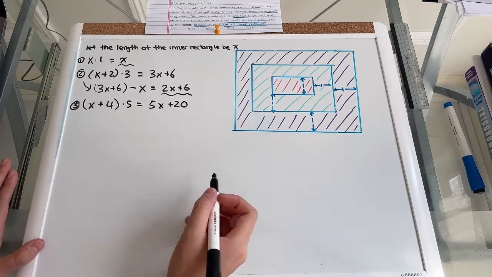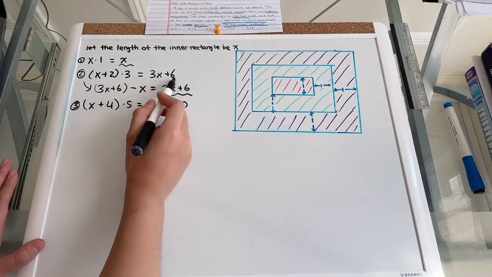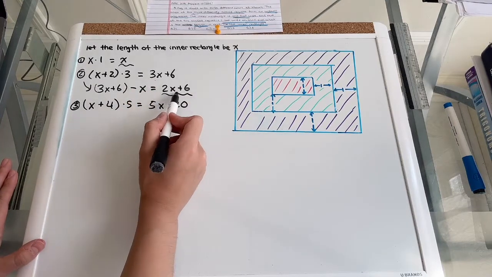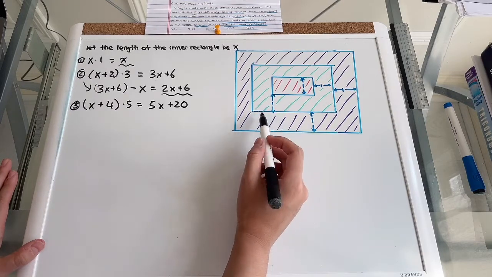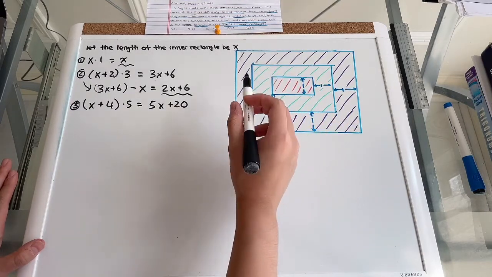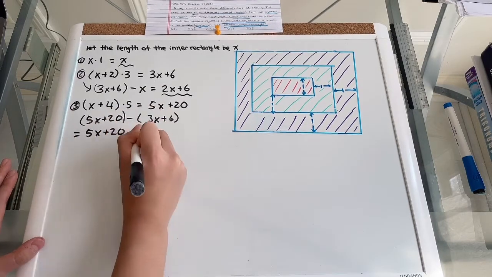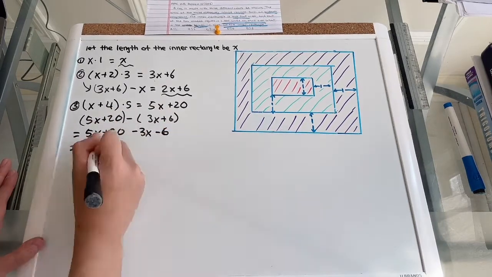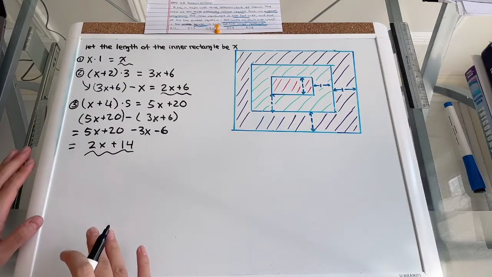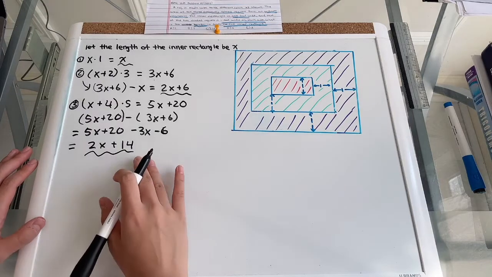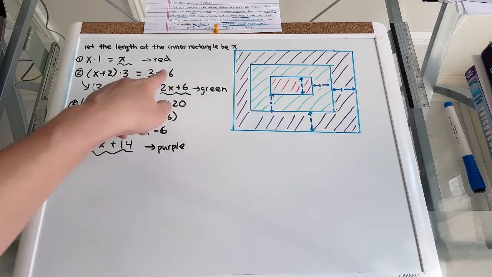Now we just have to subtract the area of the second rectangle. So the area of the second rectangle, as we can tell, is 3x plus 6. Remember, this is the area of the shaded region after we subtracted the red. We can subtract the second rectangle from the third: 5x plus 20 minus 3x plus 6, simplify, and we get 2x plus 14. Now that is the area of the third shaded region. This is the area of the purple region. So this is the purple, this is the green, and this is the red.